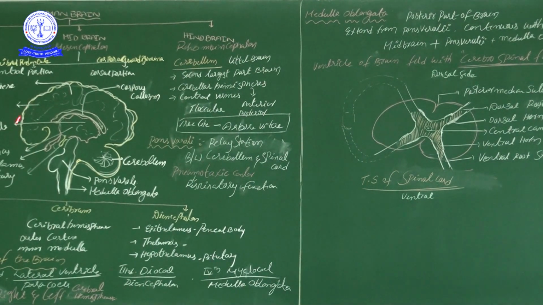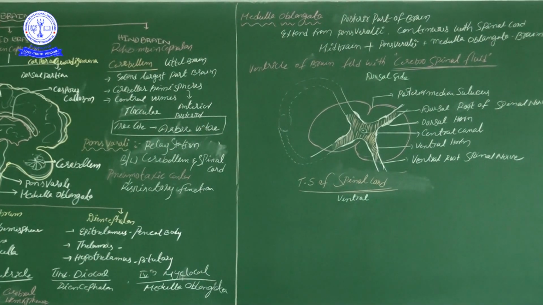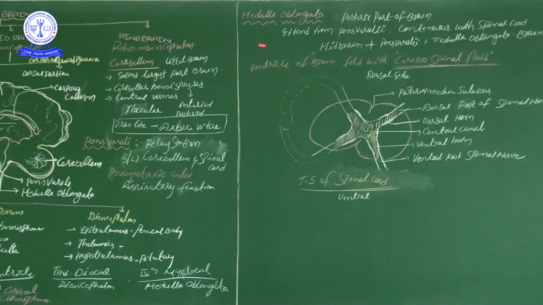This is the diagram. In this diagram, this is the medulla oblongata, and then this is the pons varolii. The pons varolii is attached to the midbrain. The midbrain, pons varolii and medulla oblongata form the base of the total brain. So that's why, combining the midbrain, pons varolii and medulla oblongata, we kept the name brain stem.